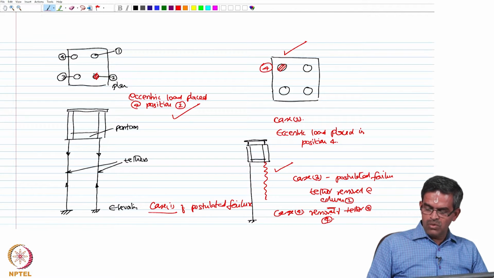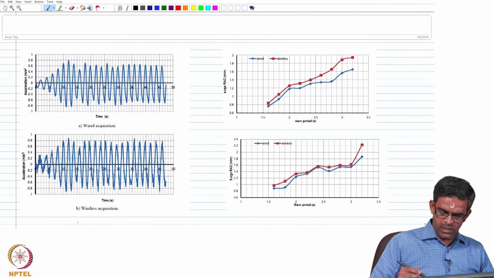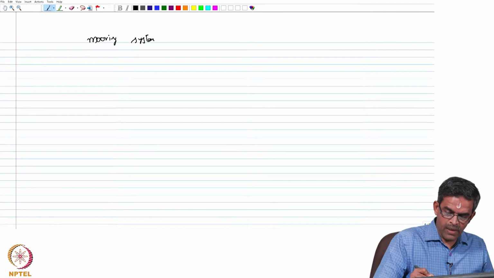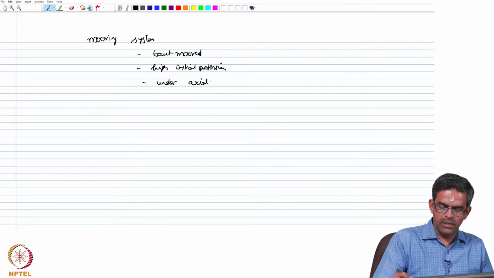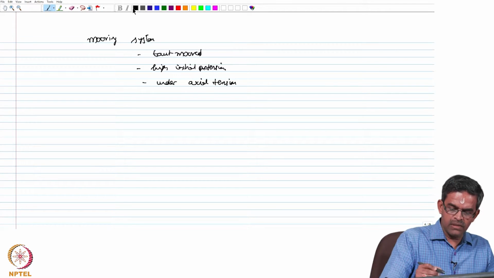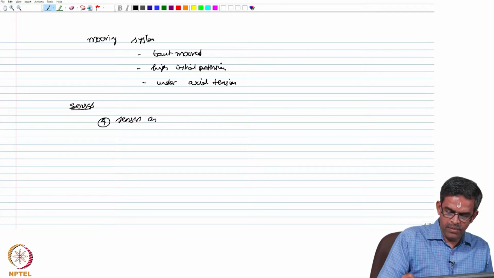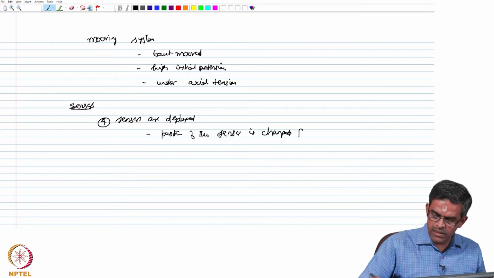The model is excited to a very high wave amplitude, and then we want to see the damage condition. Okay. As far as mooring systems are concerned, they are taut moored with very high initial pretension. They are only subjected to axial tension. As far as sensors are concerned, 4 sensors are deployed. The position of the sensor is changed for each set of the experiment.